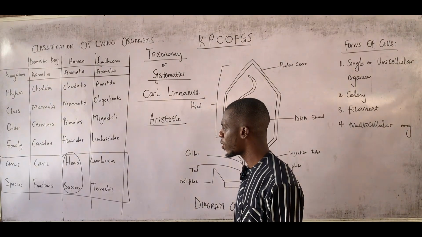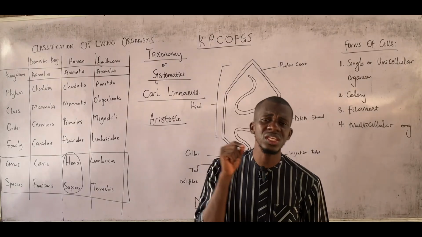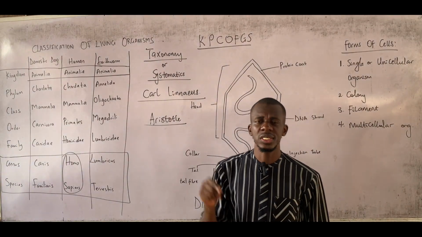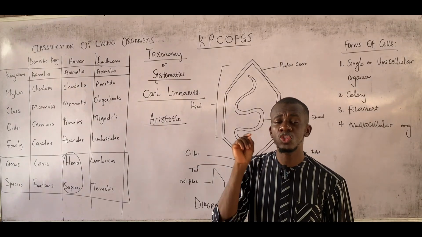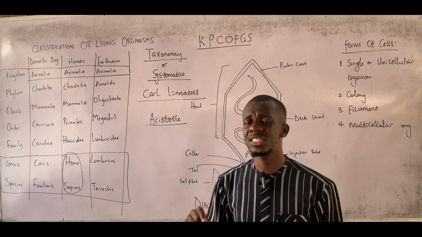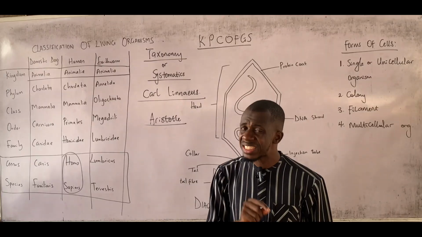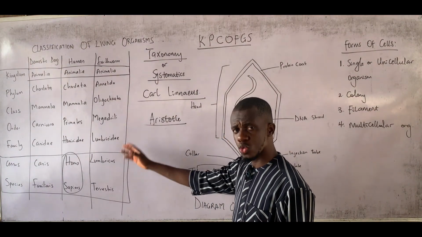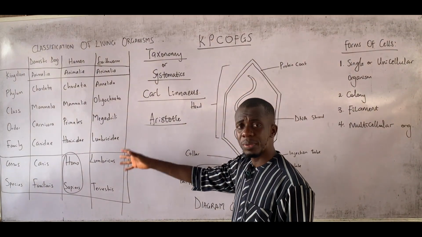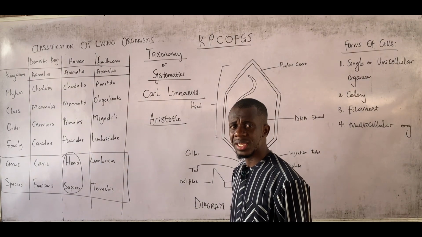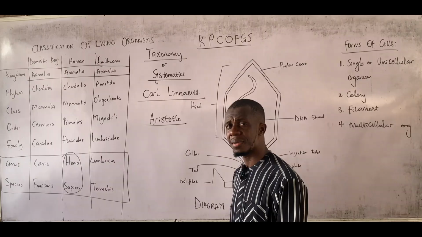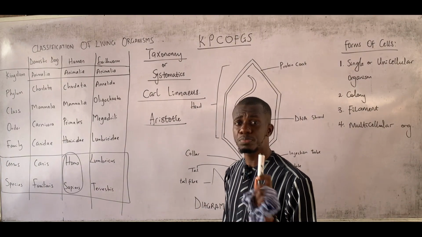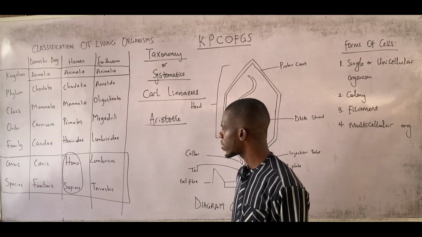Both give us what we call the scientific name. Let me say at this point that the scientific name of an animal is called the zoological name, while the scientific name of a plant is the botanical name. Scientific name of an animal, zoological. Scientific name of a plant, botanical. You remember that the branch of biology that studies animals is called zoology, and the branch that studies plants is known as botany. Don't forget that.